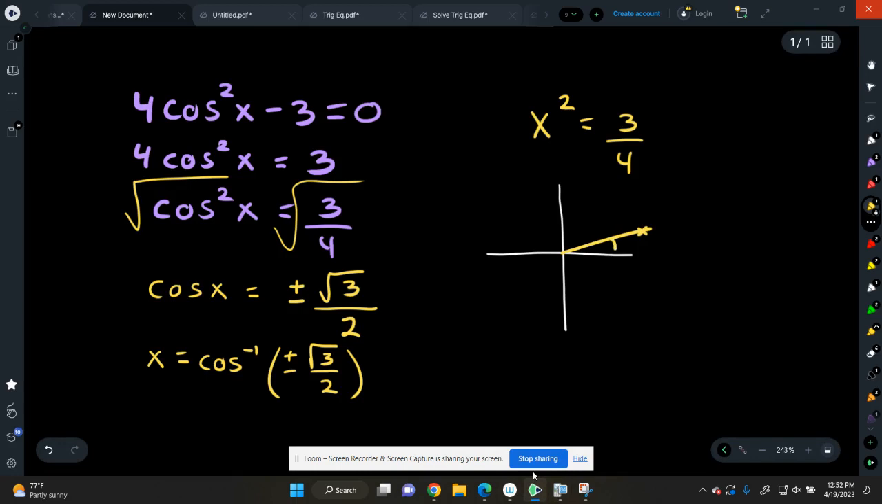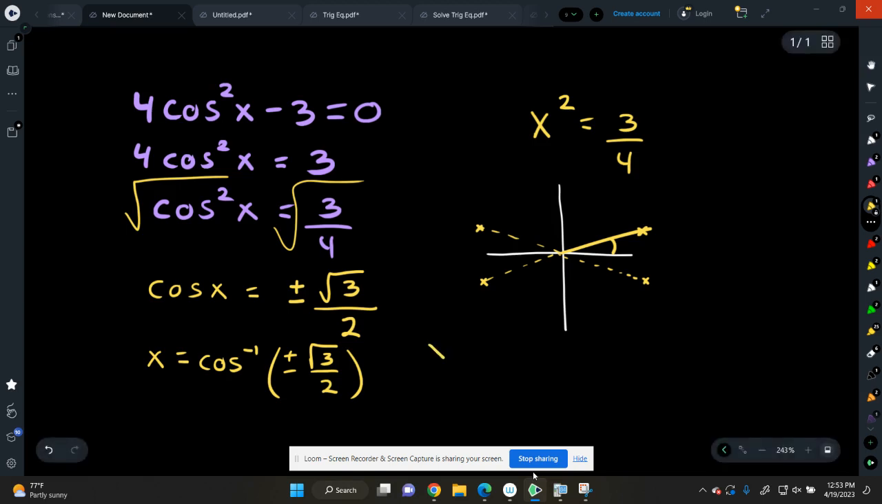So I know that I'm looking at 30 degrees. So I'm going to find all the other 30-degree reference angles. I've got one right here, one here, and one here. So this is at 150, 210, and 330. All of those are answers because we're talking about positive and negative square root of 3 over 2.